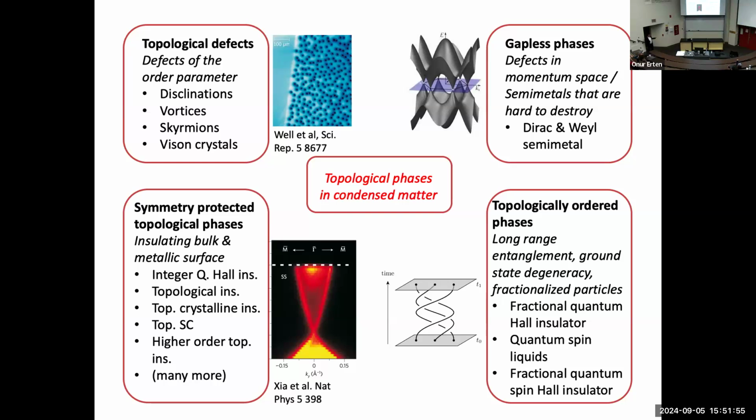And the last type of topological phase I would like to talk about, and in my opinion the most interesting one, are the topologically ordered phases. These systems are very strongly interacting. They have long-range entanglement. The ground state degeneracy depends on the manifold that they live in. And they have fractionalized excitations, which are in general anyons.